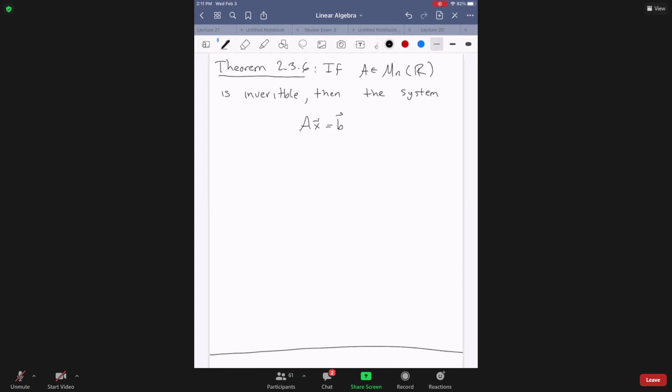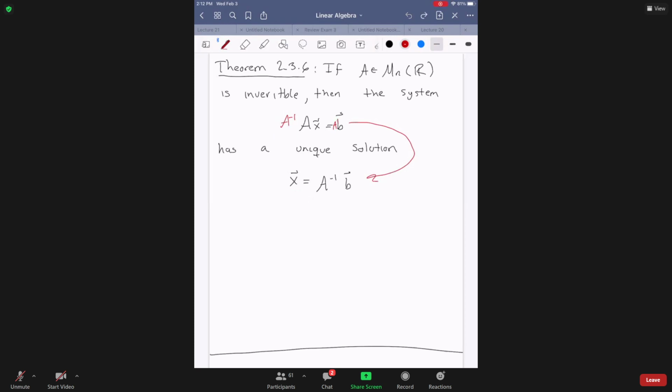Then this system has a unique solution, and the solution is literally just X equals A inverse B. Remember how I said you can divide by A and just solve for B? Well, this is the analog of that. To get from here to here, all you have to do is multiply both sides of this equation by the inverse. Then this becomes the identity, which just gives you that. So that's the whole point of the inverses.